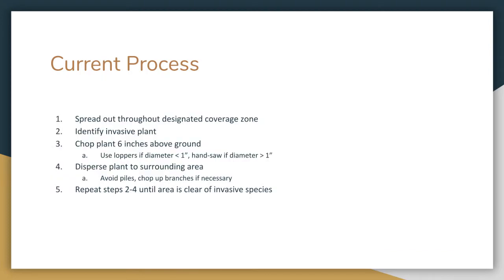The current plant removal process is as follows. First, volunteers arrive at the coverage zone, designated by a NAP staff member, and spread out fairly uniformly throughout. Second, each volunteer attempts to identify the invasive plants among the plants around them. When one is identified, the volunteer chops the plant 6 inches from the ground using the appropriate hand tool based on the diameter of the branch. Next, the volunteer disperses the plant to the surrounding area to avoid piles of debris, and chops up the branches if necessary. They then repeat steps 2 through 4 until the area is clear of invasive species.